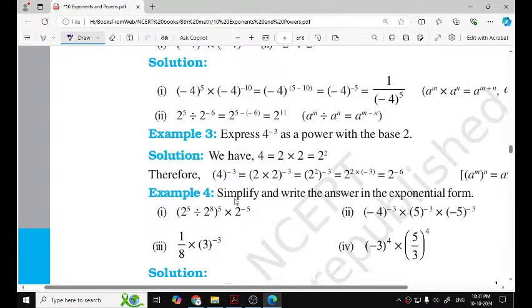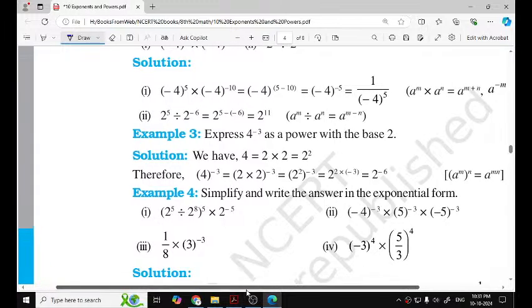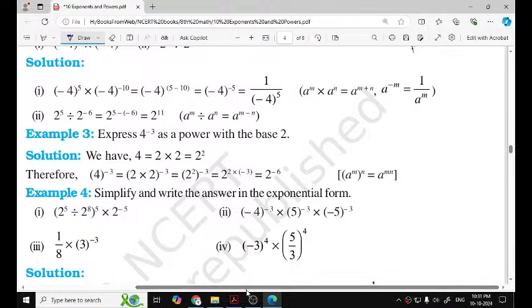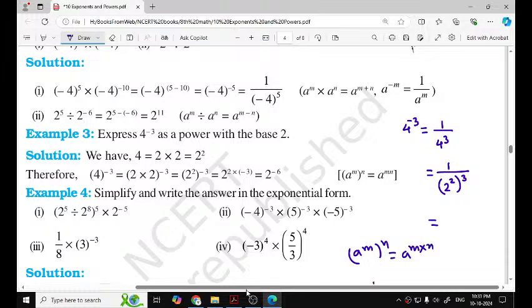Express 4 raised to minus 3 as a power with base 2. 4 raised to minus 3 is 1 upon 4 raised to 3. This 4 can be written as 2 square raised to 3. Now by using a raised to m raised to n, we have a raised to m into n. So this is 1 upon 2 raised to 6. That can be also written as 2 raised to minus 6.